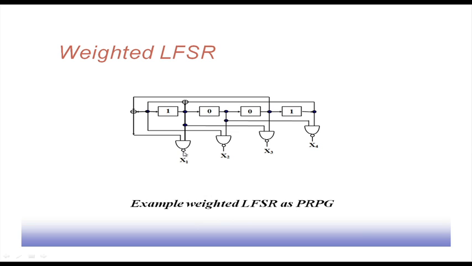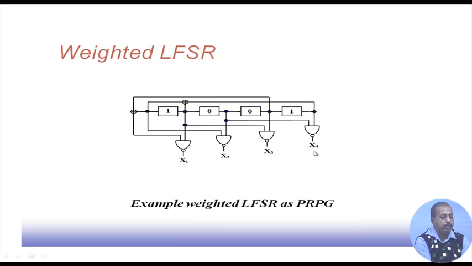Now, you see that we put some extra logic. The x4 output will be 0 only when both this cell and this cell are 1. Otherwise, this NAND gate output will be 1. So, assuming that 0 and 1 are equiprobable, these two cells are equiprobable in the random sequence.